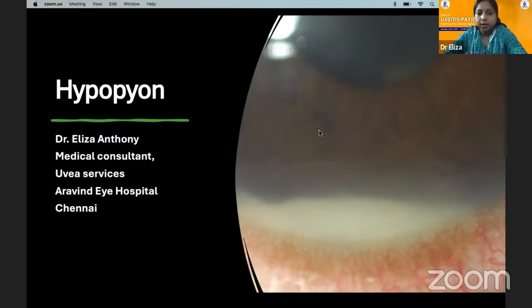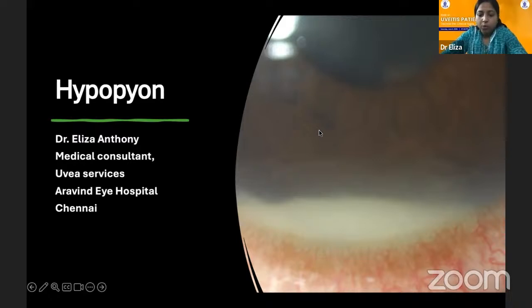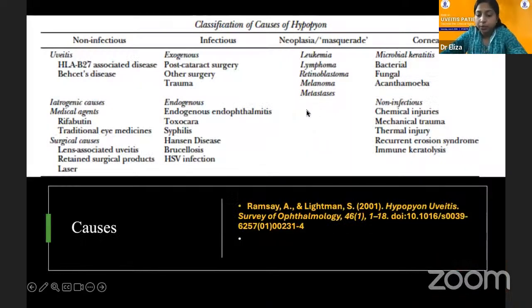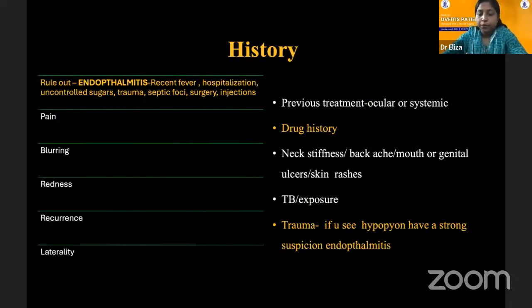So I'll be discussing, am I audible? So I'll be discussing regarding Hypopyon and how to differentiate Hypopyon associated with uveitis from endophthalmitis and masquerade, that is pseudo-hypopyons. So the first important tool is to take a very good history.